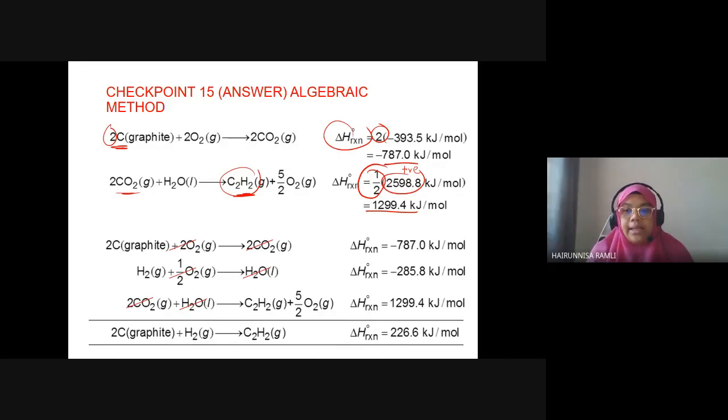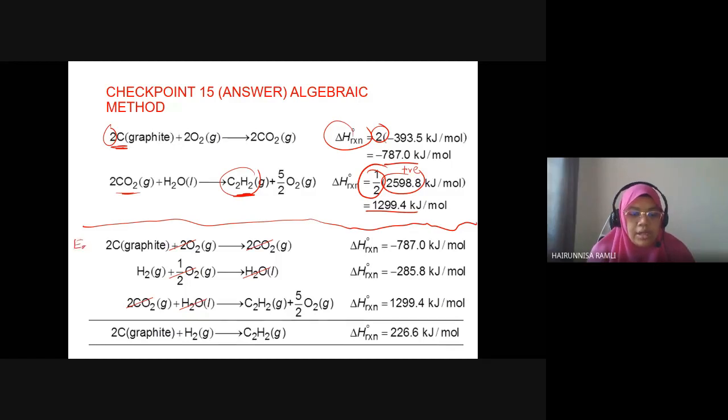Okay, bila dapat ni, biasanya okay, kita bagi satu ruang ni, you tulis lagi sekali. Sebab kalau you tulis kat sini, takut you tersalah cancel ke apa. Okay, you tulis lagi sekali because you need to include all the equation. Equation 1, equation 2, equation 3. Okay. So, tadi yang carbon jadi 2, you have this value. And then hydrogen yang remain tadi, you just salin balik. And then you have CO2, acetylene yang duduk sebelah kanan tadi.